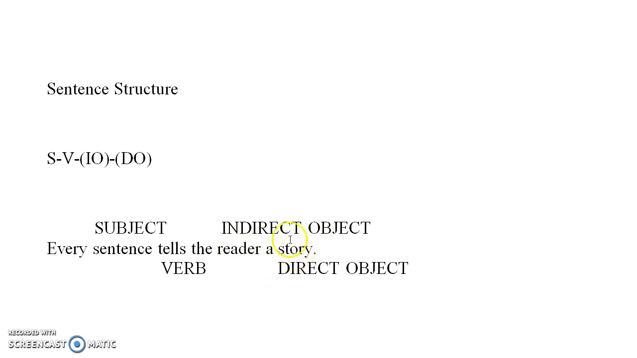Notice further that the items in the sentence appear in the same order as in the formula: subject, verb, indirect object, direct object. Subject, verb, indirect object, direct object. This is the order for almost all English sentences.